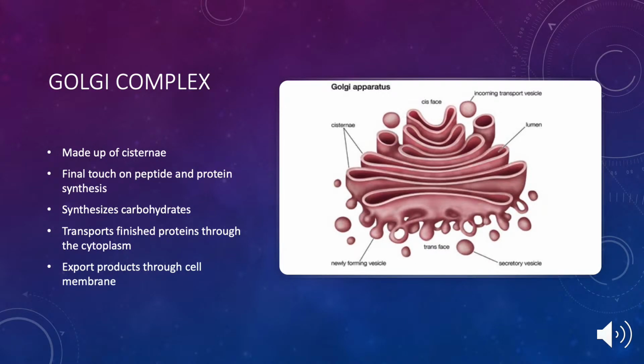Next is the Golgi complex. This organelle is also composed of cisternae and receives the synthesized proteins from the rough ER. It puts the final touches on and transports them through the cytoplasm. The Golgi complex is also responsible for carbohydrate synthesis.